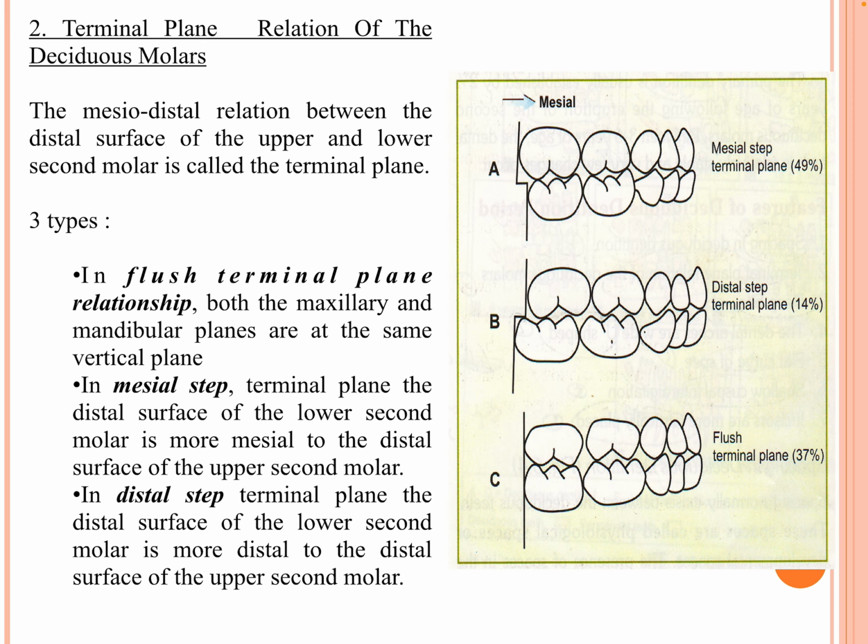In mesial step relation, the distal surface of the lower second molar is more mesial to the distal surface of the upper second molar. In distal step terminal plane, the distal surface of the lower second molar is more distal to the distal surface of the upper second molar.